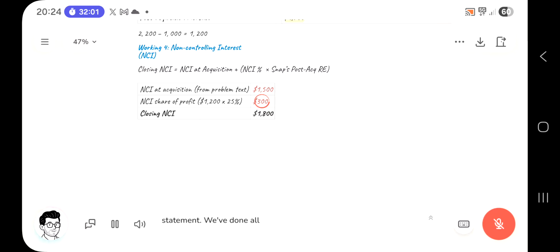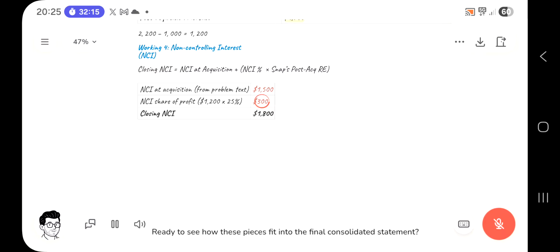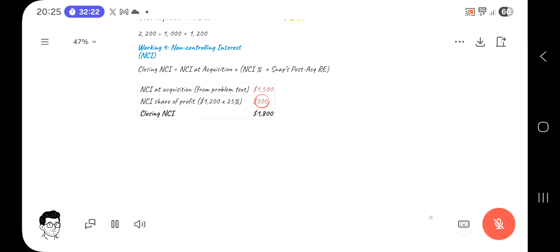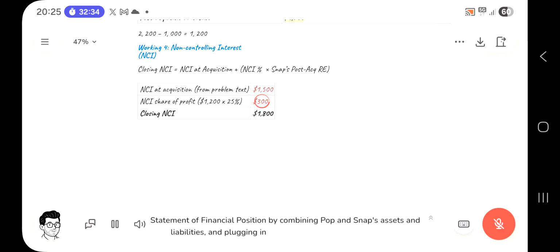We've done all the hard work now. The last step is just putting it all together in one big balance sheet. Ready to see how these pieces fit into the final consolidated statement? All right, let's bring it home. We're going to build the consolidated statement of financial position by combining Pop and Snap's assets and liabilities and plugging in those numbers we just worked out.